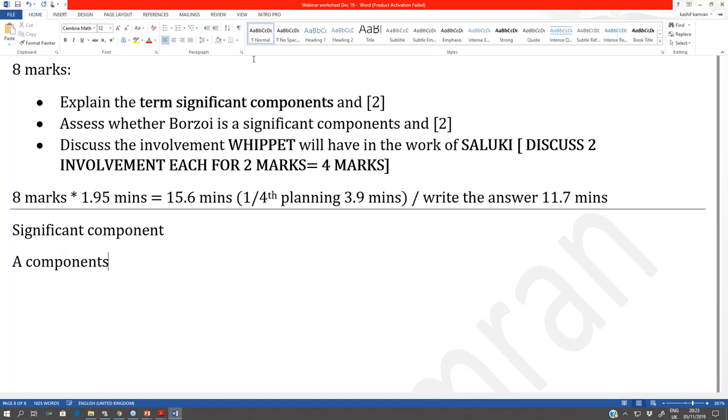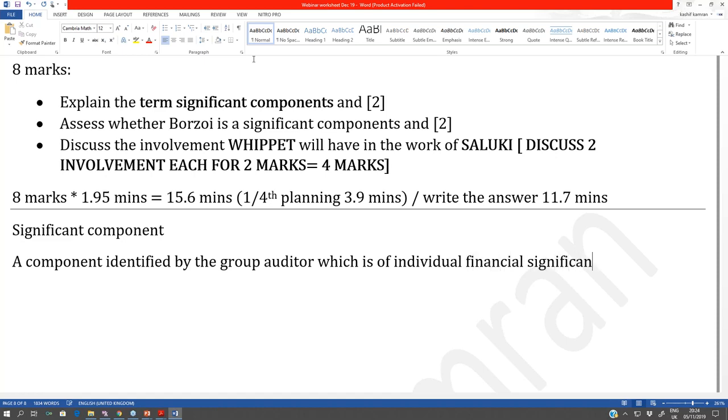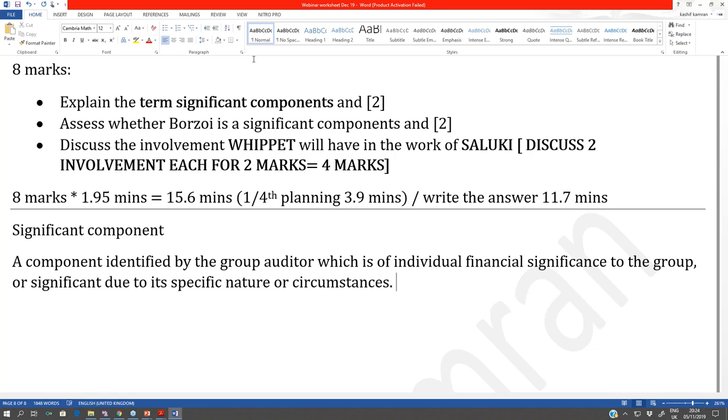A component identified by the group auditor which is of individual financial significance to the group, or significant due to its specific nature or circumstances. And this is the definition of what is a significant component.